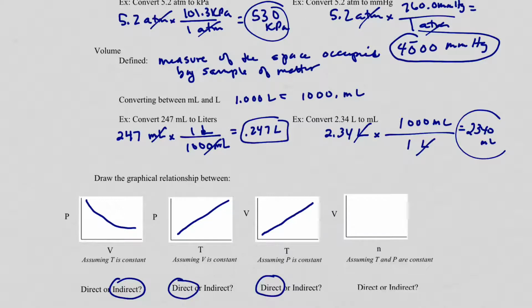And then the fourth one here is n, which is the symbol for moles. Sometimes you'll see in the ideal gas equation, n is the number of moles. So the more particles you have, the greater the volume will be. So in this case, we have a direct relationship.